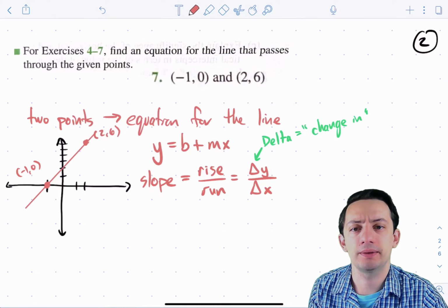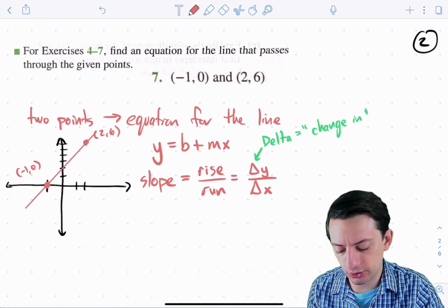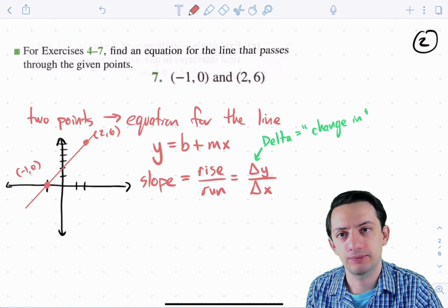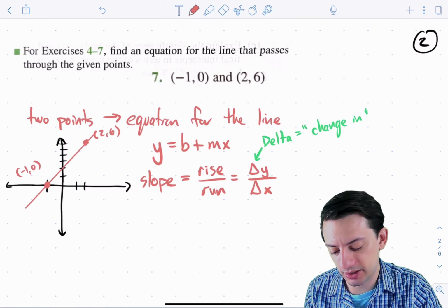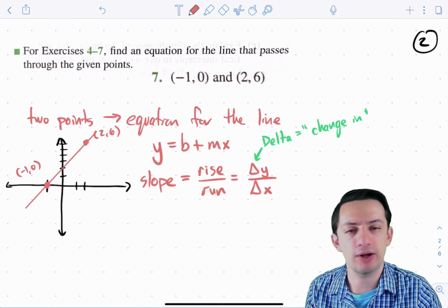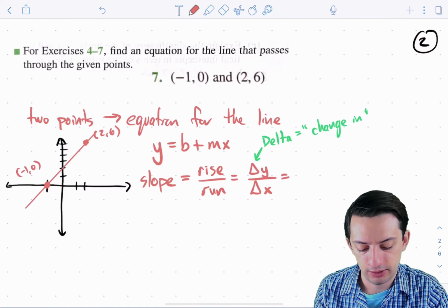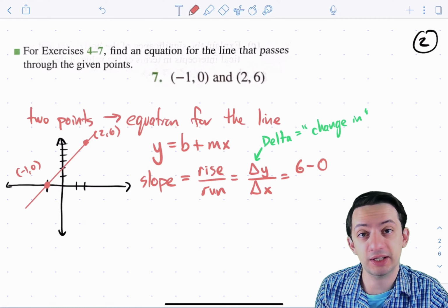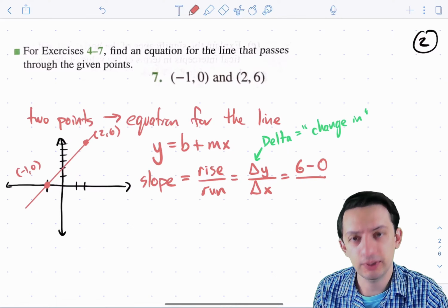So change in y over change in x. Let's look at our 2 points. As we go from the left point to the right point, how much does the height change? Well, we start out at 0, and we go to 6. So that we don't have to do all the arithmetic in our head, we can write that as a subtraction. How far do you go? 6 minus 0.